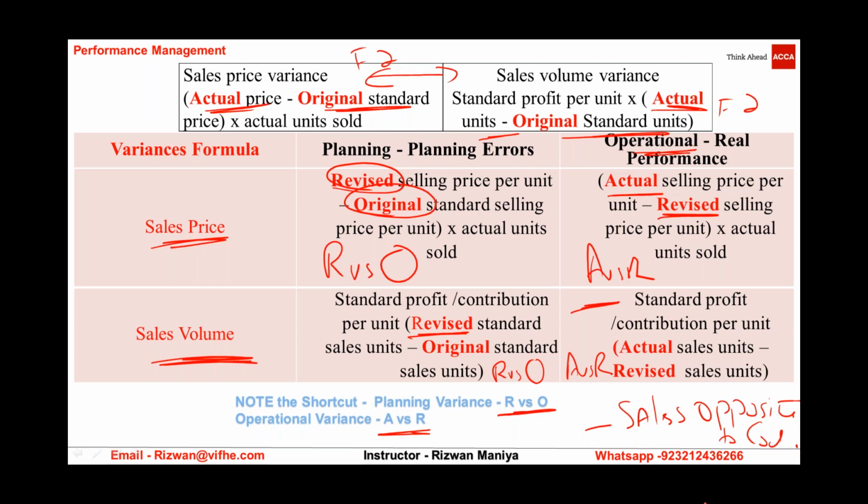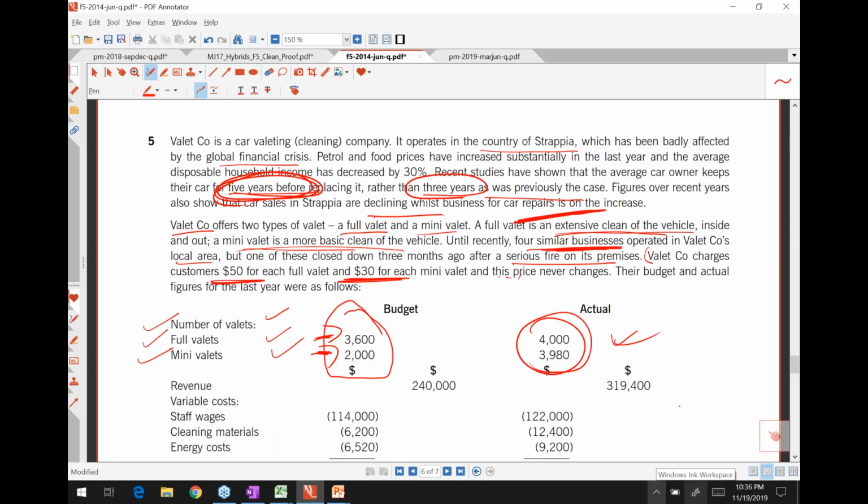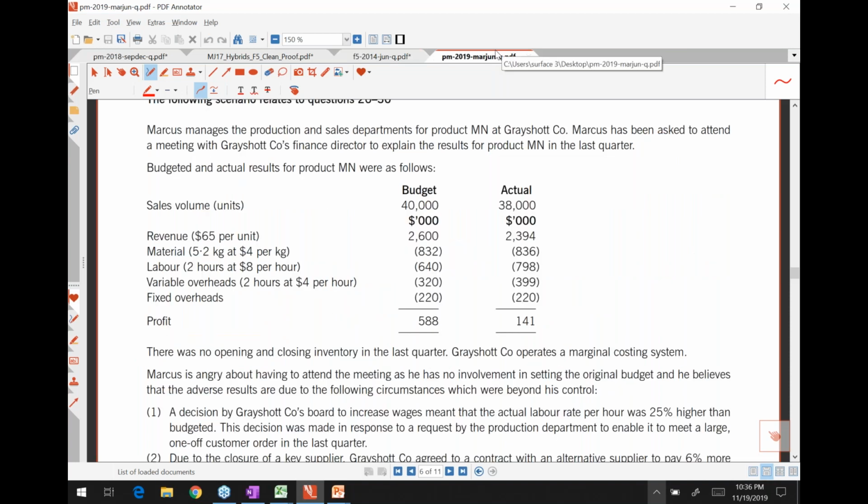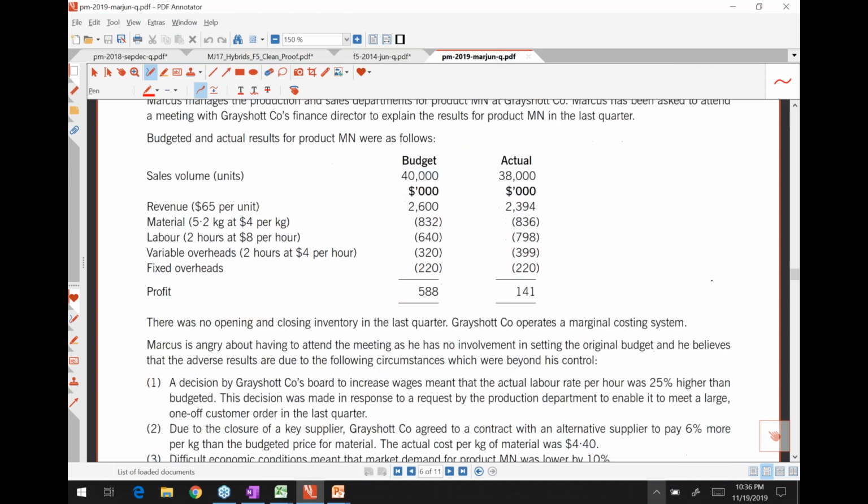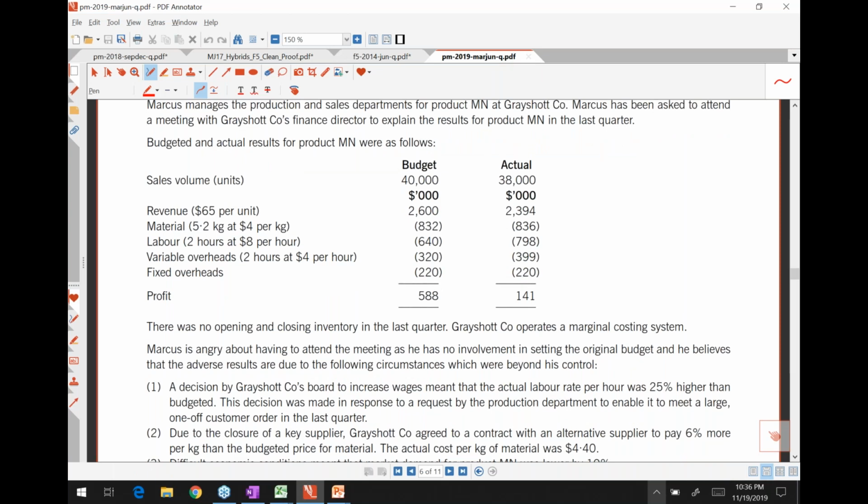So let's apply this. Before I move towards the past paper, I want quick answers from you people. I am testing you guys, okay? Are you ready? It's a 2-minute test. Everyone tell me, are you ready? So let's see, do you pass the test or fail the test? For cost, what is the shortcut for planning? Tell me.